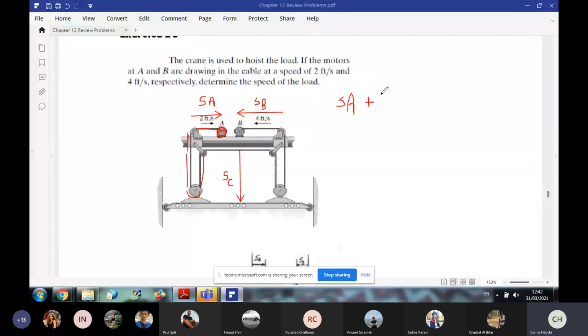So until now, I have S of A. If you have any question, put it in the chat. When I finish the problem, I will go back to your questions, okay? So this is SA, this is SB.